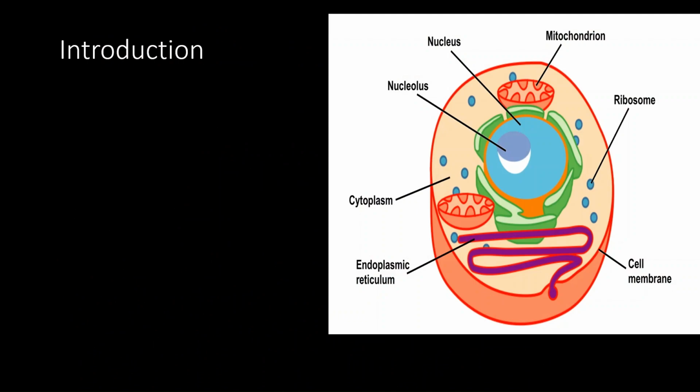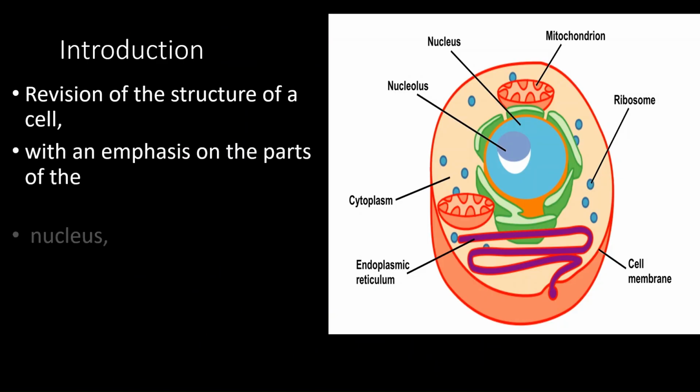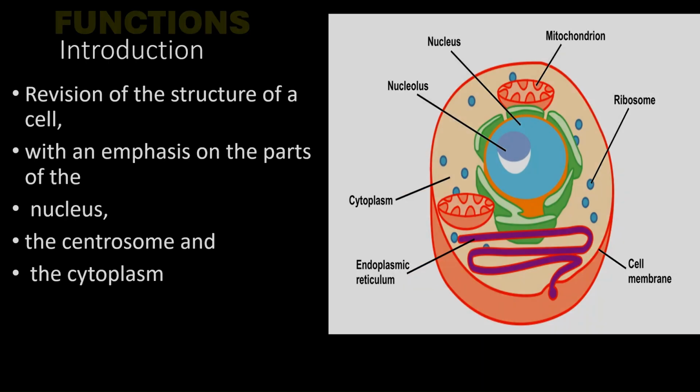So I'll begin by focusing on the revision of the structure of a cell with emphasis on the following parts. We have the nucleus, the centrosome, and the cytoplasm. So those are the main parts that we need to know as we move forward. The functions of these parts and other parts are required for examination purposes. So here are the following parts that are required for exams.